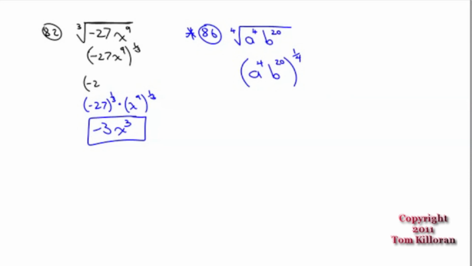Okay. A to the fourth raised to the fourth times b to the 20th raised to the fourth power. So the first one is a. The second one is b to the fifth. I disagree.